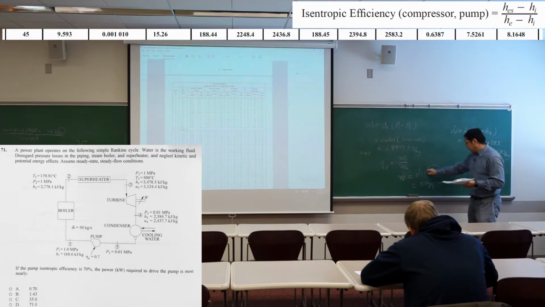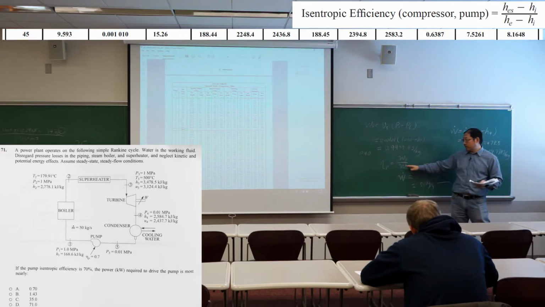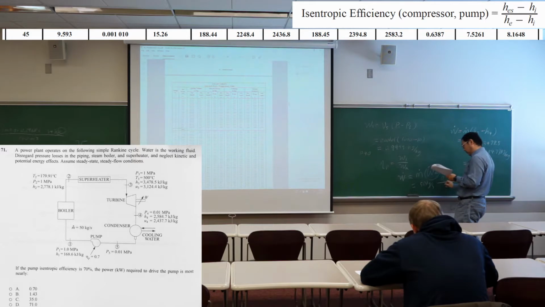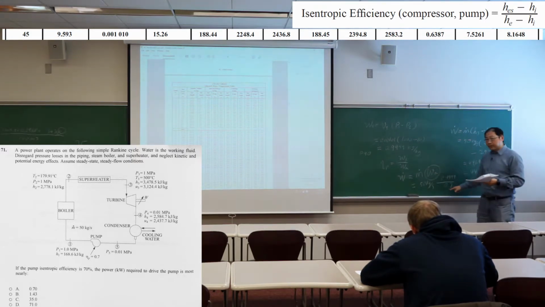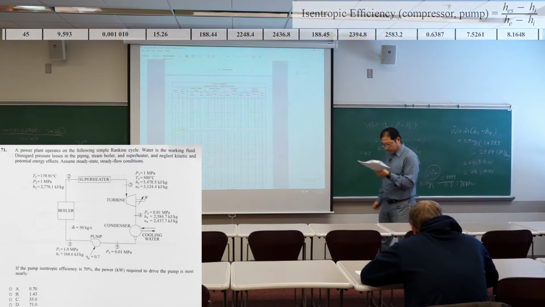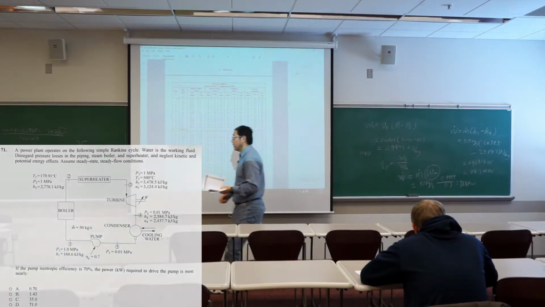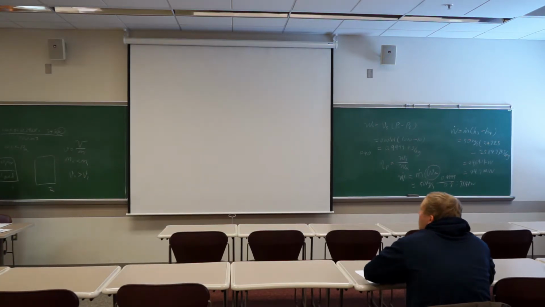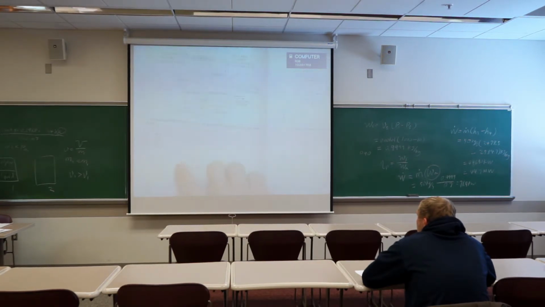And then you have this work per unit mass, WA. WA equals WS divided by the isentropic efficiency of the pump, 70%, so 0.7. Go through this calculation, 71.4. So find the closest answer, which is D. The power required, the closest one, is D.